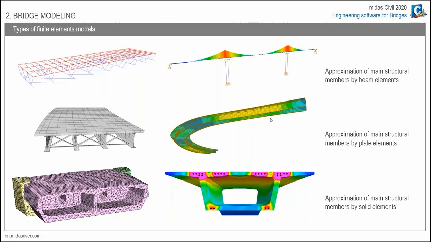So a lot of liberty is given by the program to model the structure. We can go with line model, we can go with plate model. Still, if you want to go with solid model, that option is also available in the program. So we can go with solid model as well.